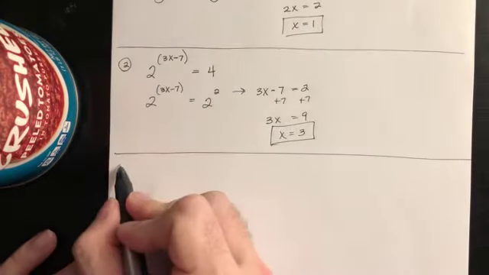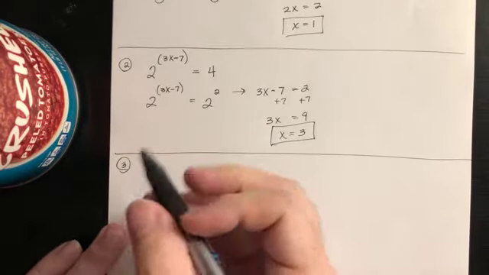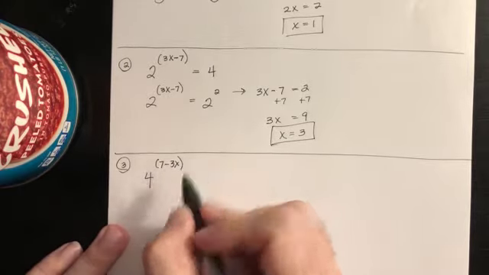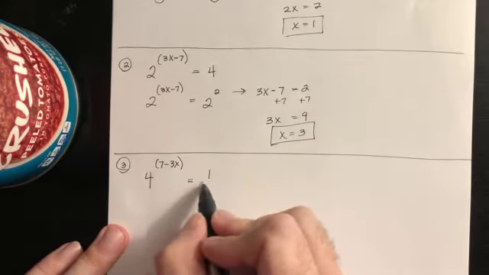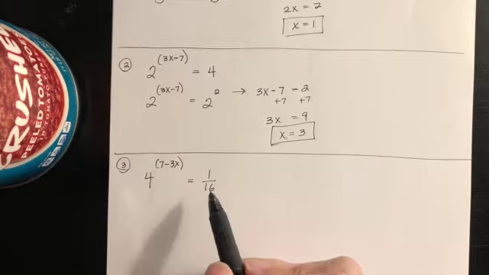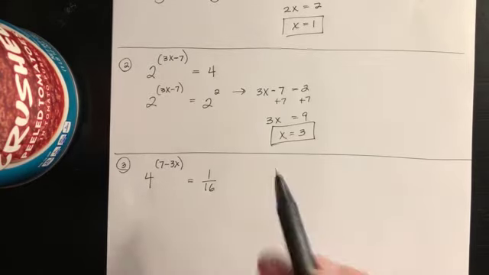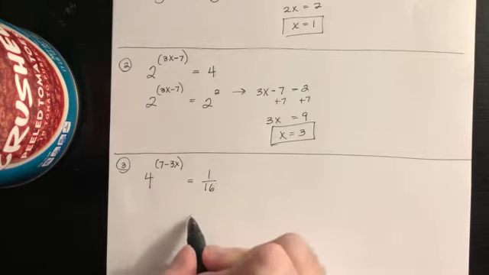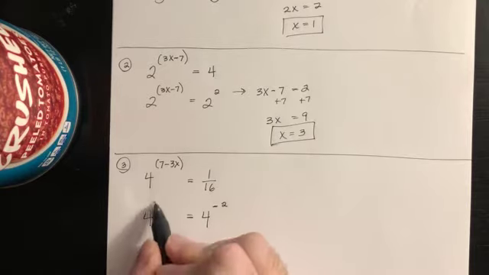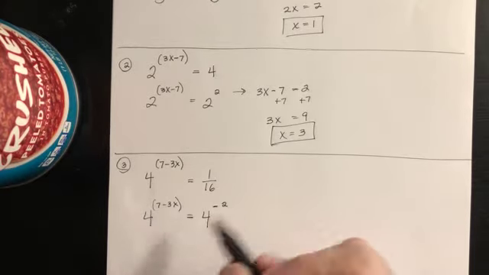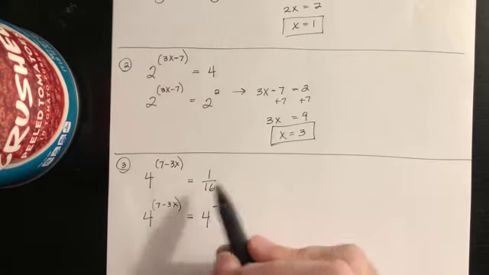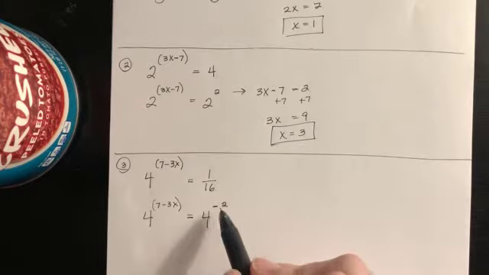And then we get to number 3, and number 3 starts with 4 raised to the 7 minus 3x, but it's equal to 1 over 16. Now, if this were 16, that would be 4 squared and the bases would match. That's great. But since it's a fraction, you have to remember that negative exponents make that happen. So with a negative exponent, it becomes 1 over 4 squared, which is what 1 over 16 is. That's why if it's a fraction and you want to change its base, make sure it's a negative exponent.